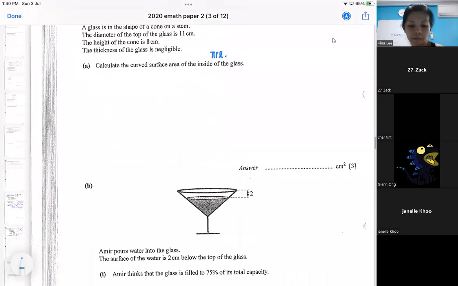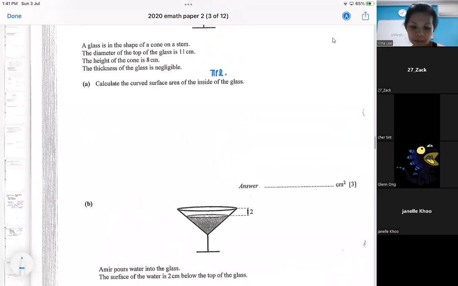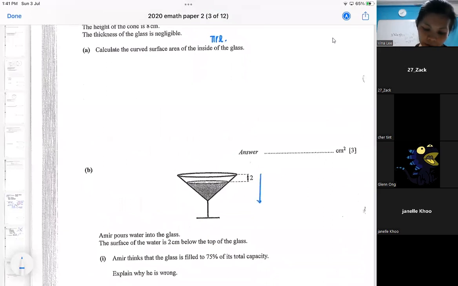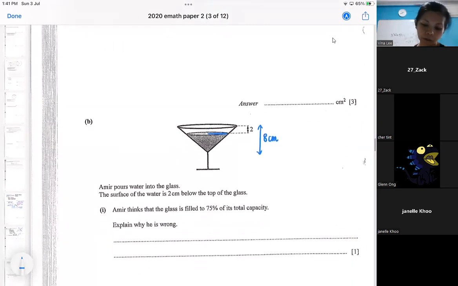Okay, the issue is here. Some people didn't know how to explain. And this one, I'm going to relate it to your emath in a short while. So in this question, originally the height is 8 centimeter. Right now, 2 centimeter amount of water is taken away, and this person thinks that it is 75% of the capacity. So it is wrong because the radius also got reduced. The radius is not constant.